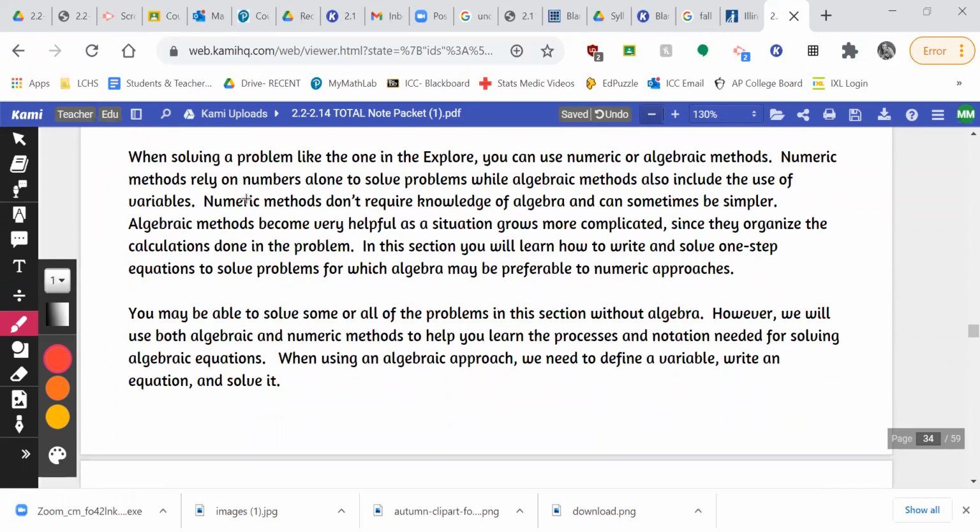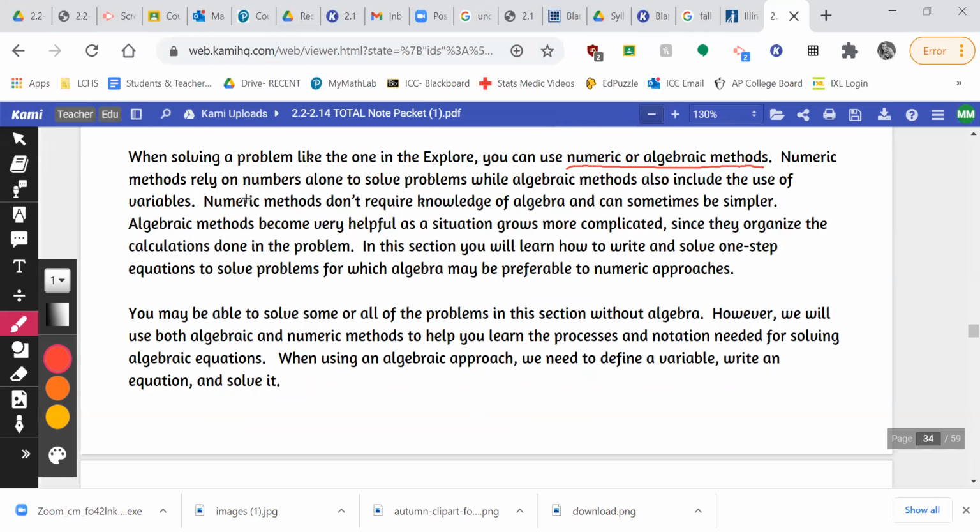So one major idea is that when solving a problem like the one in the explore activity, which we'll look back at, you can use numeric or algebraic methods. Numeric methods rely on just numbers to solve the problems, while algebraic methods also include the use of variables. Numeric methods don't require knowledge of algebra and can sometimes be simpler. Algebraic methods become very helpful as a situation grows more complicated, since they organize the calculations done in the problem.